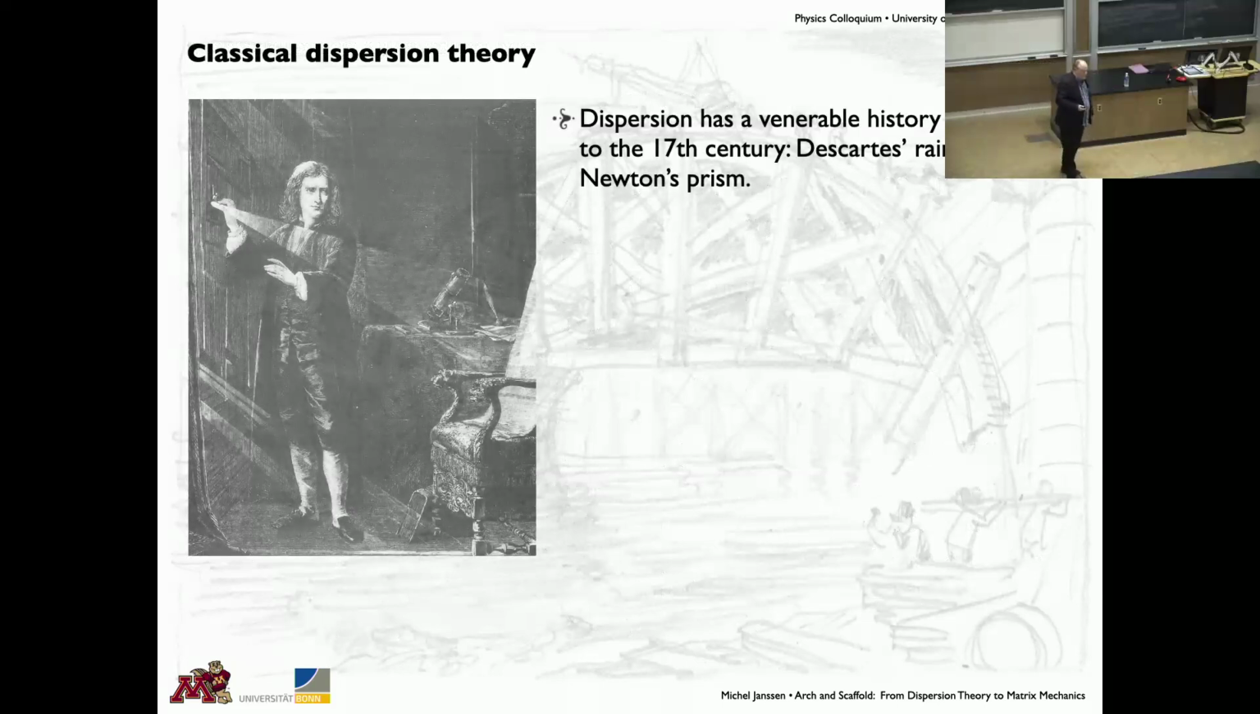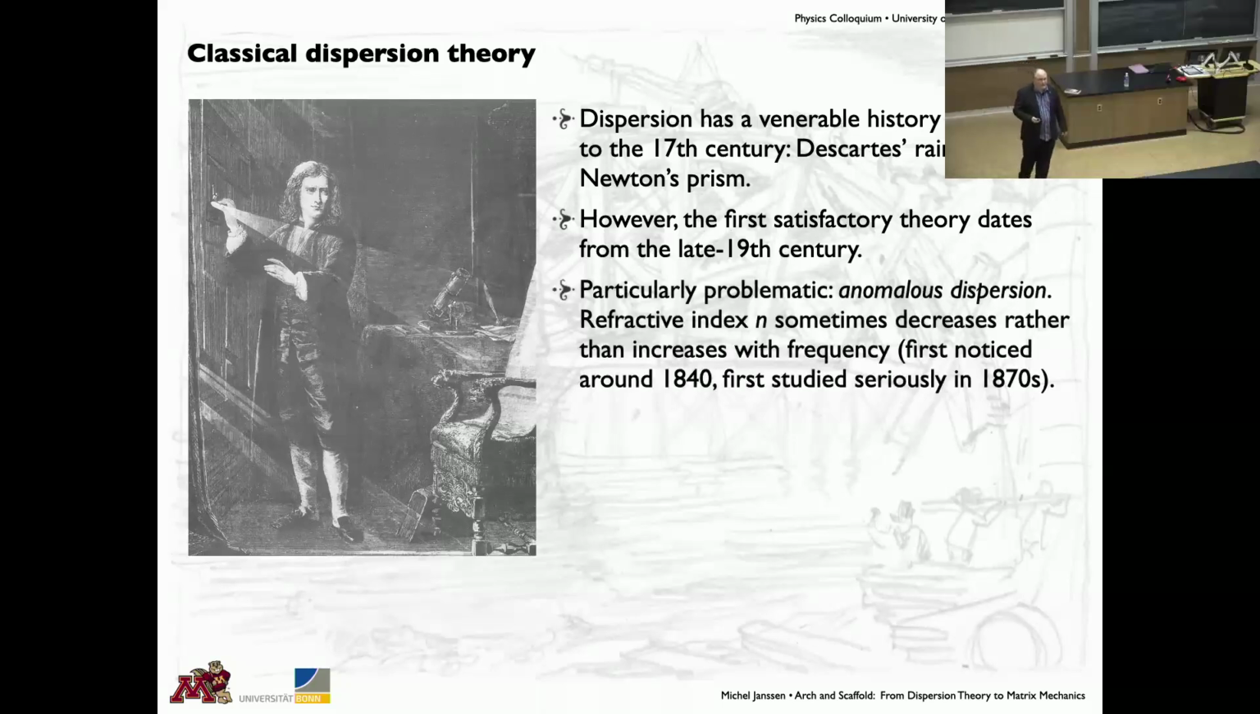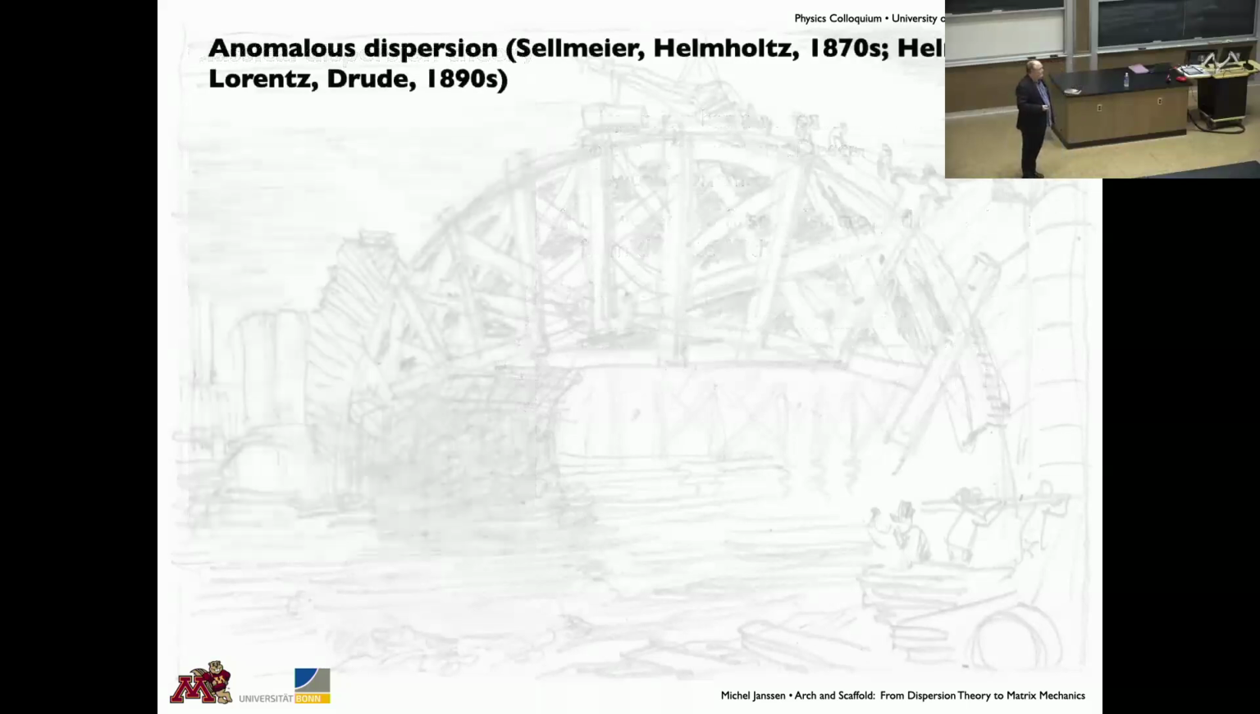Going back at least to Descartes' rainbows and Newton's prisms. But the first satisfactory theory of dispersion dates actually from the late 19th century. And the phenomenon that was particularly difficult to account for is what became known as anomalous dispersion, namely that in some frequency ranges, the index of refraction goes down rather than up with frequency. This was discovered in the 1840s by early pioneers in photography and was studied more seriously in the 1870s.